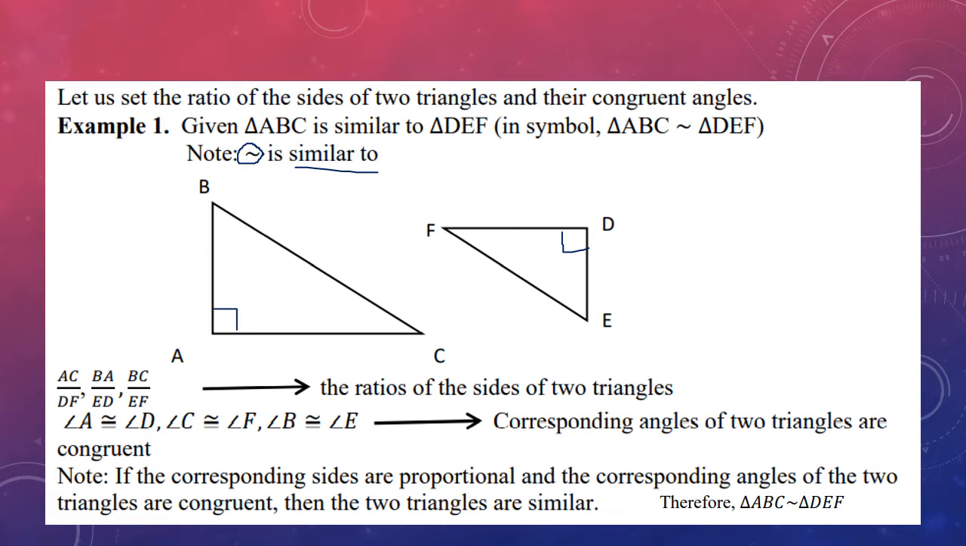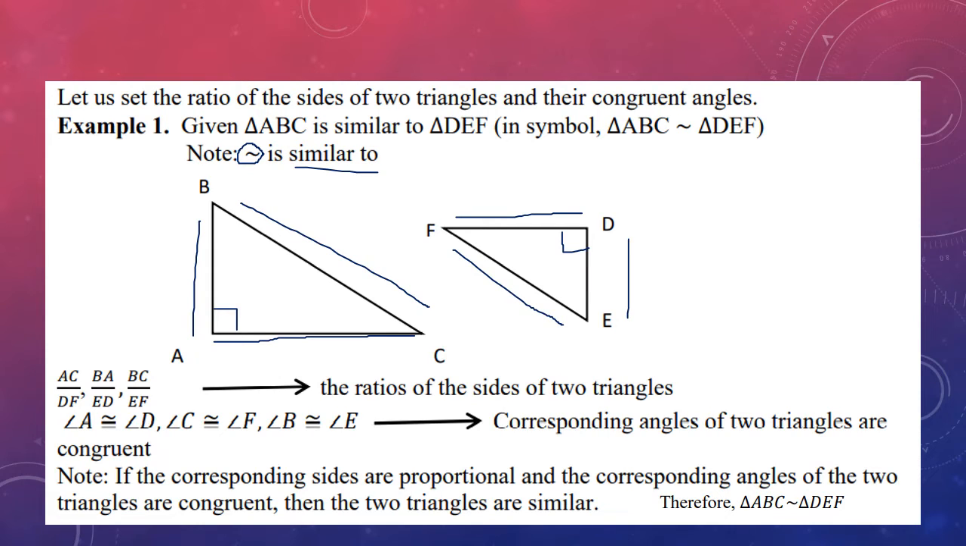Again, this sign represents "similar to" or "is similar to." So, we have AC over DF. This is AC, and this is DF. Then BA over ED, so this is BA, then ED. Then BC over EF, so this is BC and this is EF.